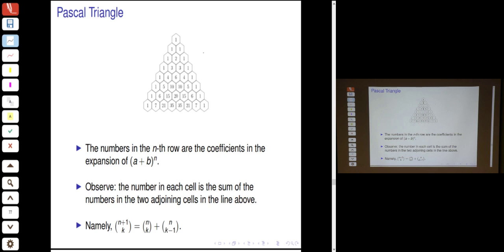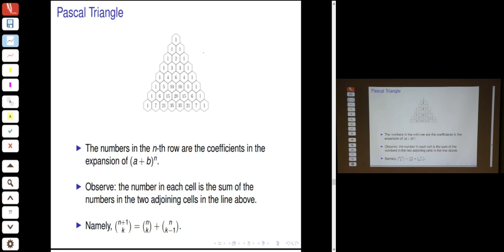We are in the topic of counting. Last time we talked about the binomial theorem, which is the expansion of the sum (a + b) to the power of n. And then we stopped at this slide. There's a name for the binomial coefficients. This triangle is called the Pascal triangle.